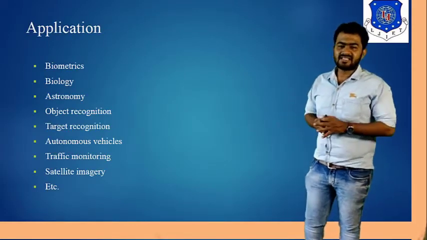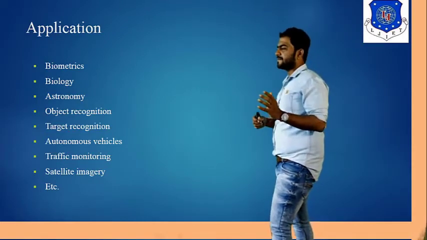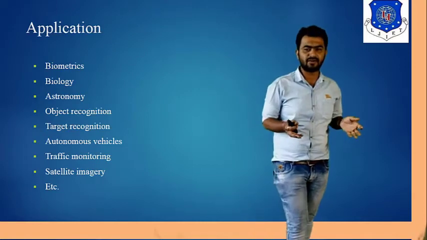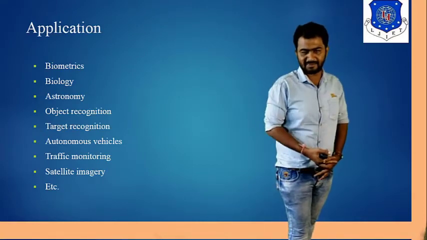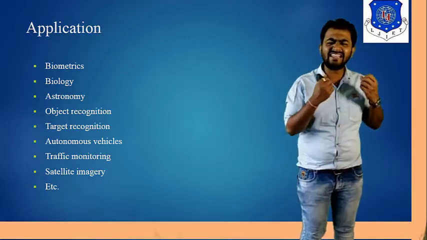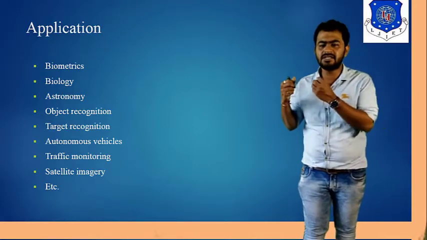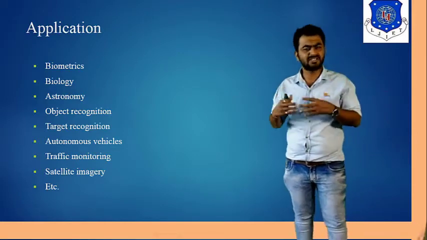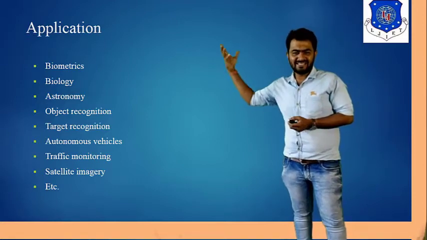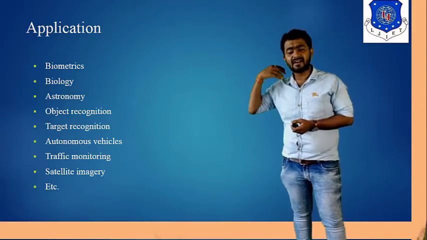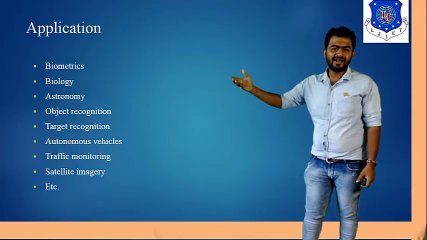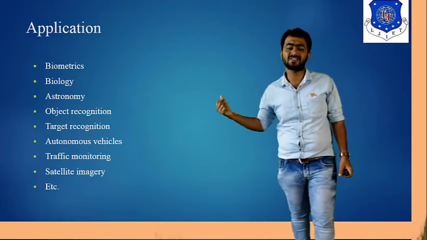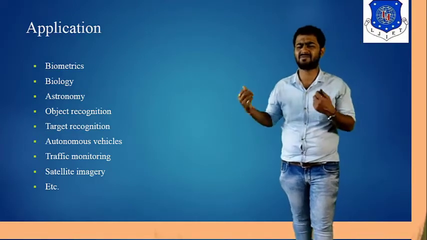Now we discuss the applications. If you're talking about image processing and its different types of applications, then ultimately all the types of application are considered image processing applications. If you go into the market and see any type of product manufacturing and any type of component or electric equipment manufacturing, they all are directly or indirectly using image processing, right? Here you can see a few applications, but we have a number of applications too. Biometric, biological, astrological, object recognition, target recognition, autonomous vehicle, traffic monitoring system, satellite image processing, and etc.